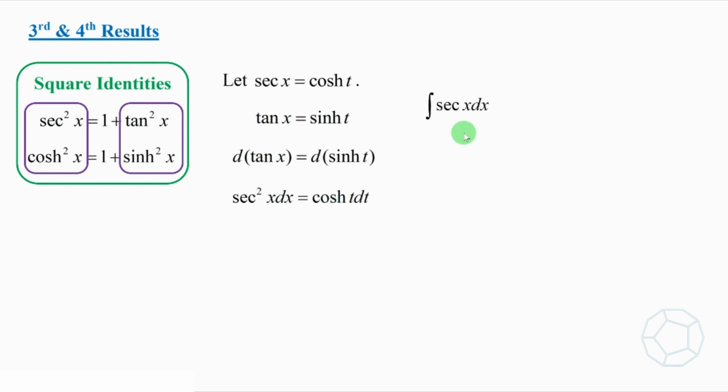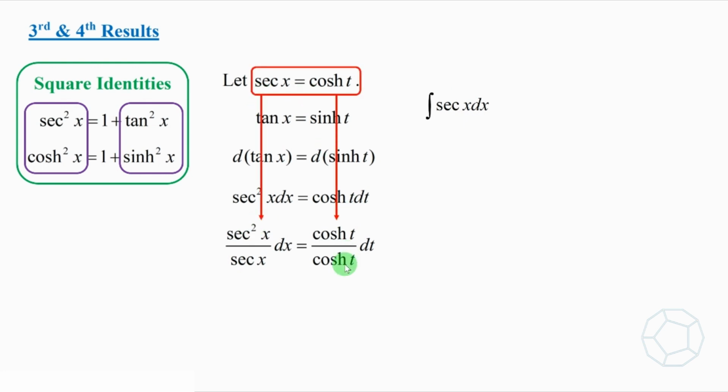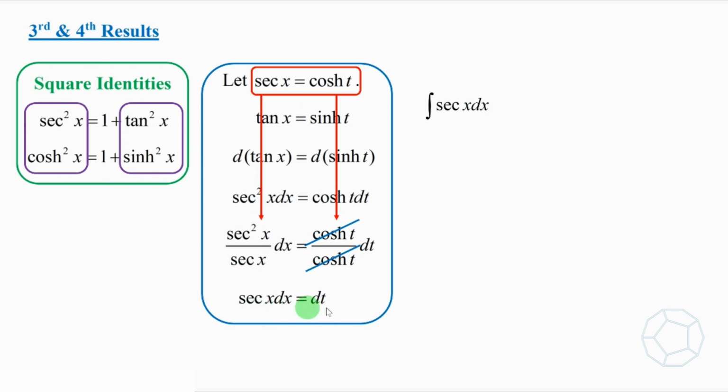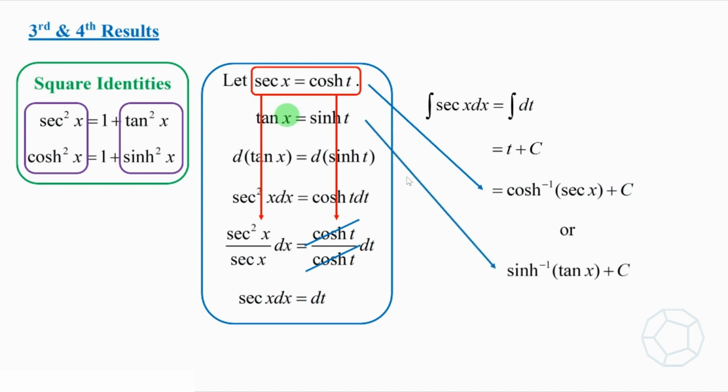Because the original integrand is secant x to the power 1 only, so we divide secant x on the left by the substitution above, that is to divide hyperbolic cosine t on the right. We do the cancellation on the right hand side, then we get secant x dx is equal to dt. Integrate both sides, it's just t plus c. Again, express t in terms of x. We have two ways to do that. Either inverse hyperbolic cosine of secant x plus c, or inverse hyperbolic sine of tangent x plus c. It's really nice to play with hyperbolic functions, isn't it?